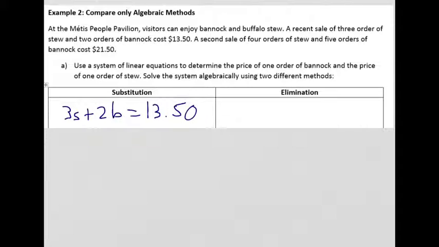Give me another equation for the second order. 4S plus 5B, 4 orders of stew plus 5 orders of bannock, equals 21.50.